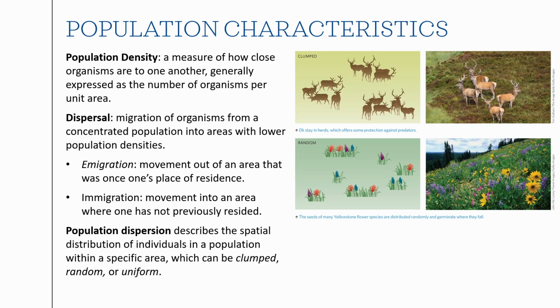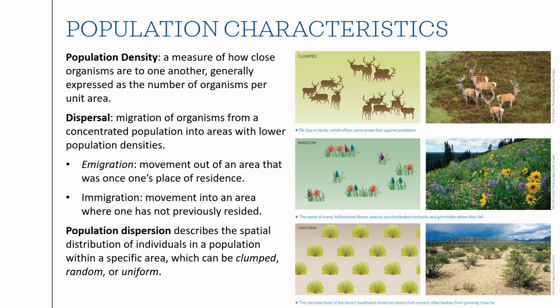Flowers and seeds are often dispersed randomly wherever winds or pollinators distribute them, and so they just go randomly. And occasionally we do see some uniform distribution, like these creosote bushes here in the desert that are basically trying to maximize their ability to acquire this scarce water in their environment. Plus, they also release toxins into the soil that tend to prevent other bushes from growing close. So as a result, they tend to distribute themselves quite uniformly throughout the habitat.